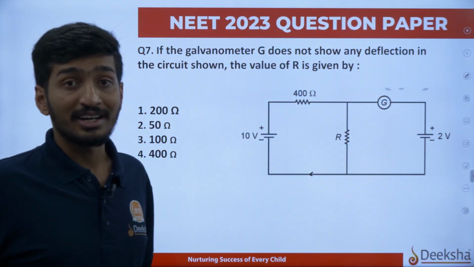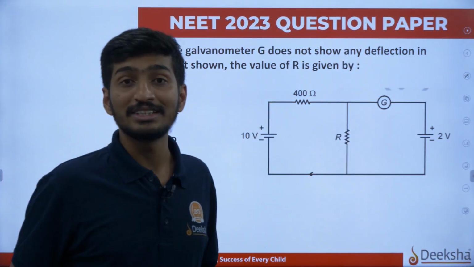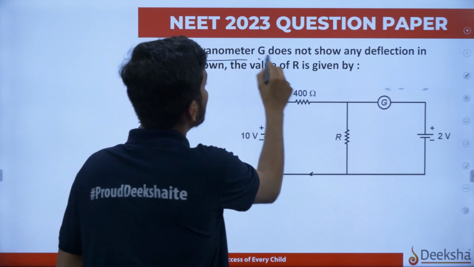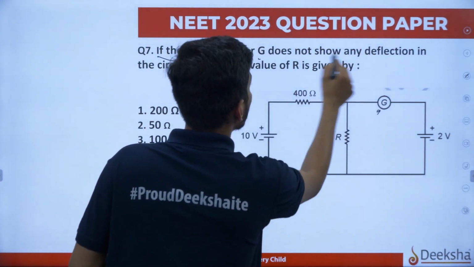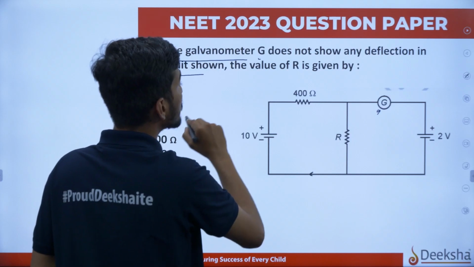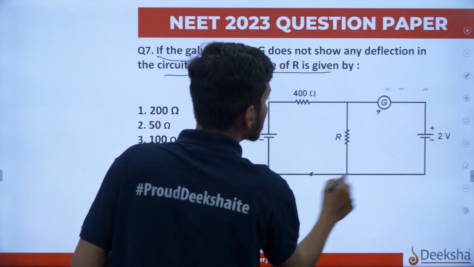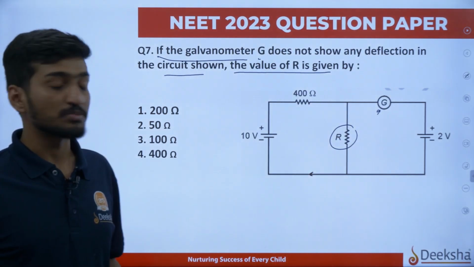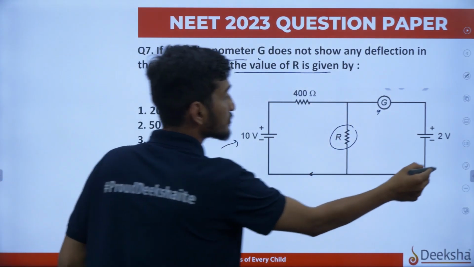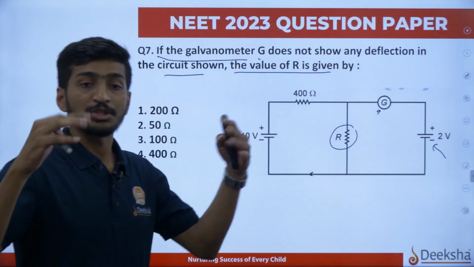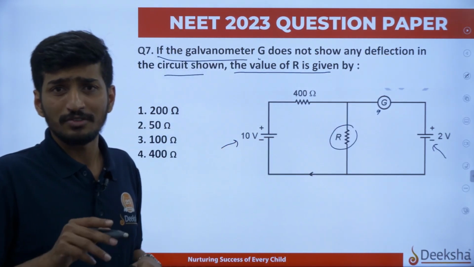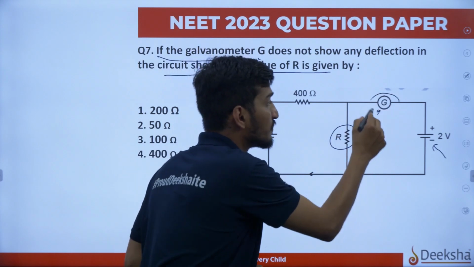Let's move on. So a question from current electricity. I told you there will be a lot of these. So let's look at this one. If the galvanometer G, this one, does not show any deflection in the circuit, then the value of this resistance R, okay, this one. Alright, good question. There are 2 batteries here. So both of them are applying potential, and as a result of both of these, there is no deflection here.